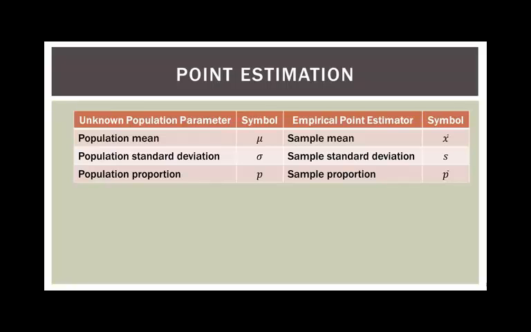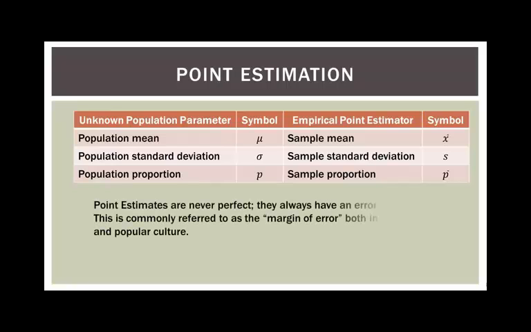So we're taking our empirical data here on the right, and we're using that to make an estimation about some unknown population parameter. Now remember, point estimates are never perfect. They always have some error component in them. This is commonly referred to as the margin of error, both in statistics and in popular culture. If you watch the polling during a presidential election, at least here in the US, it'll say this percentage of people agree with this statement plus or minus 3%. Well, that's a margin of error, and this has the same idea.